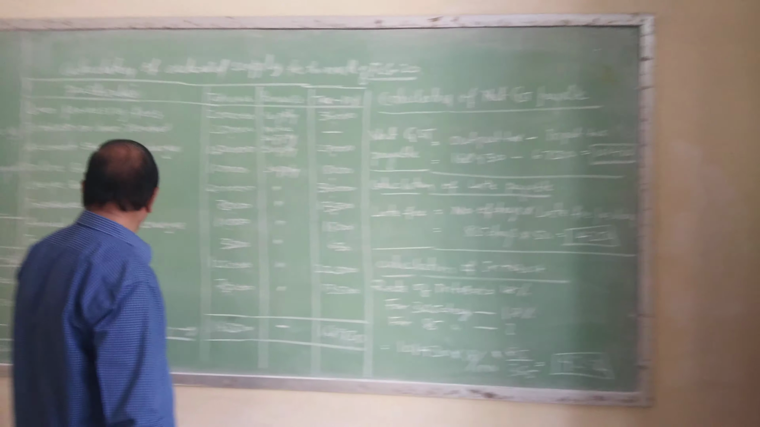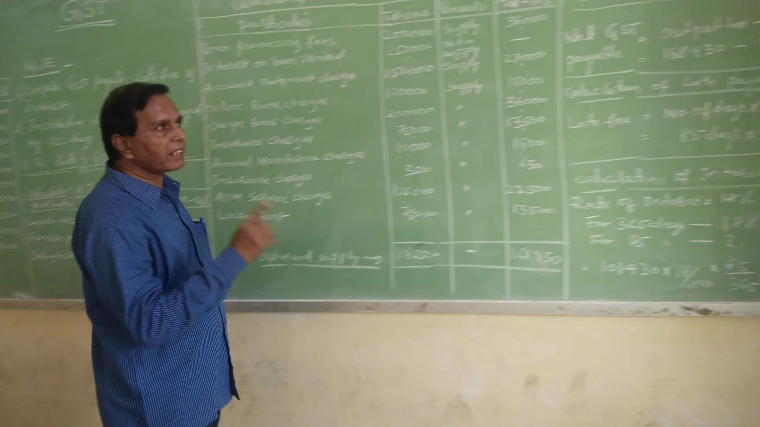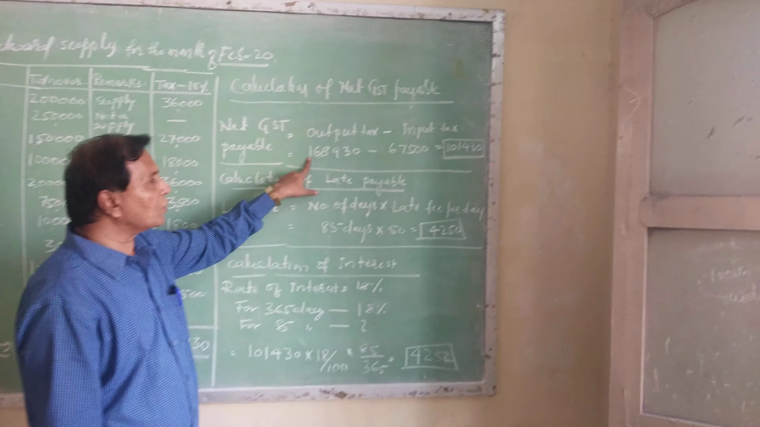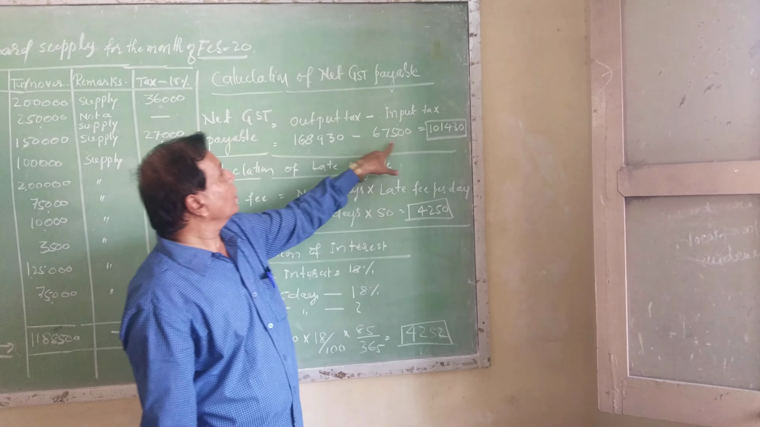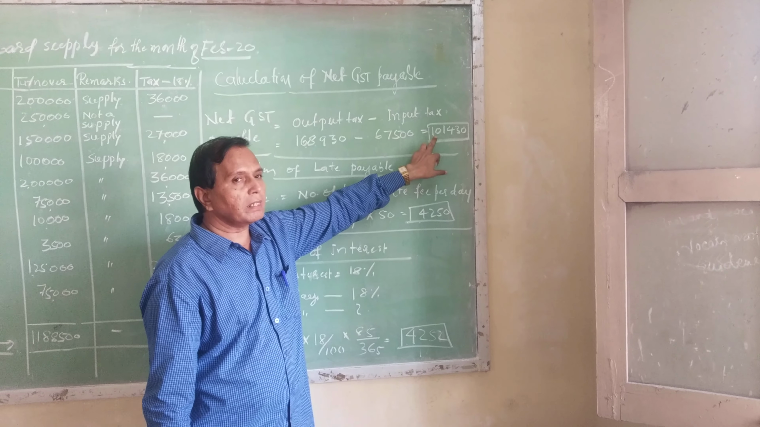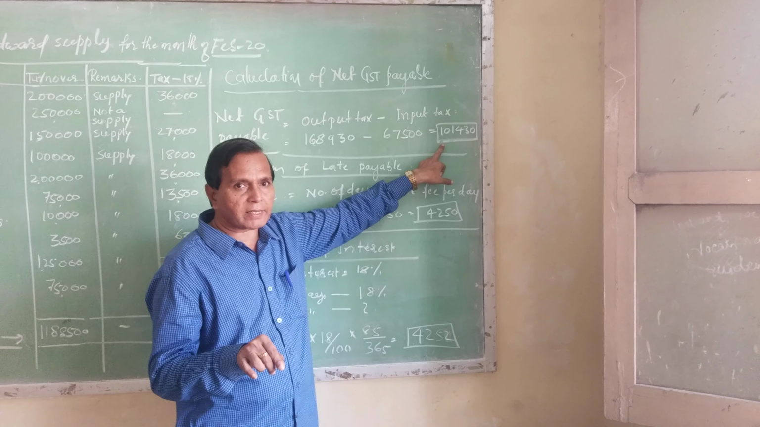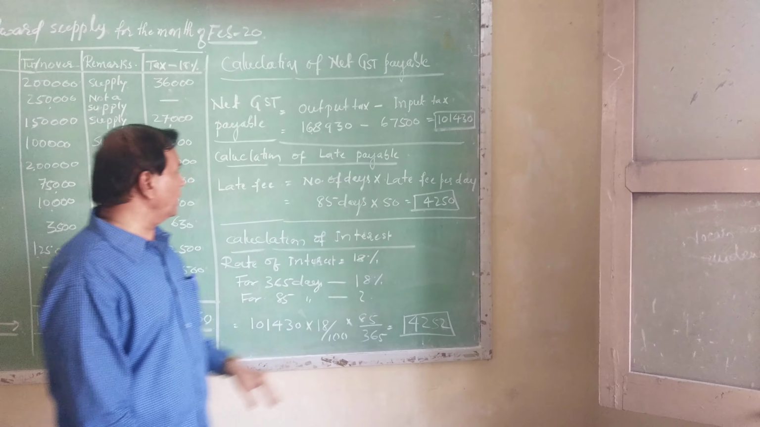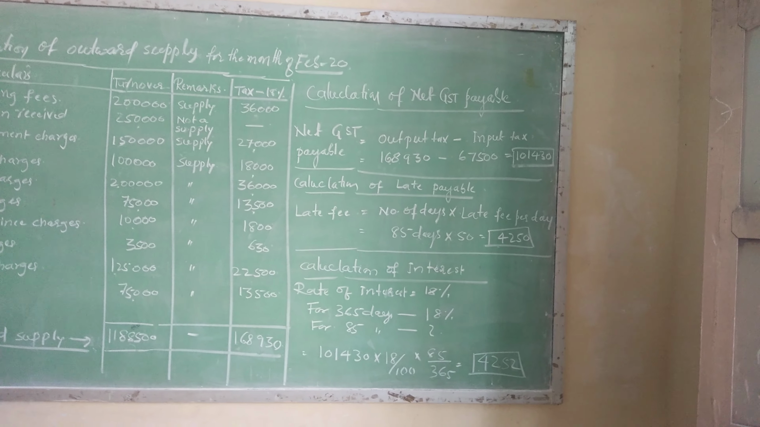Already we have calculated here, that is 67,500. These two amounts should be deducted. That is output tax minus input tax. 1,68,930 minus 67,500. You will get 1,01,430. This is net GST payable. That means the registered dealer will pay the tax to the tax department, rupees 1,01,430. Now come to the second note, which is noted here, late fee.